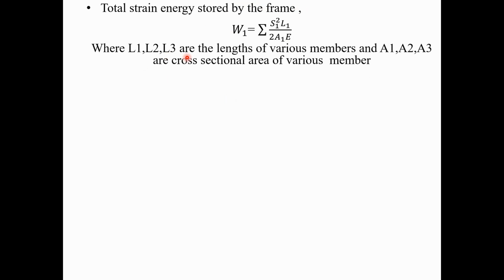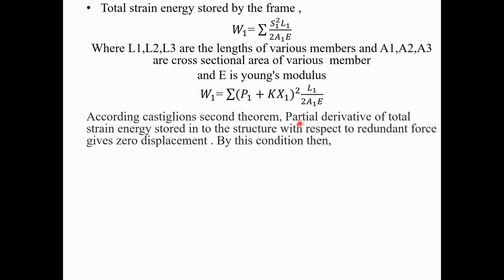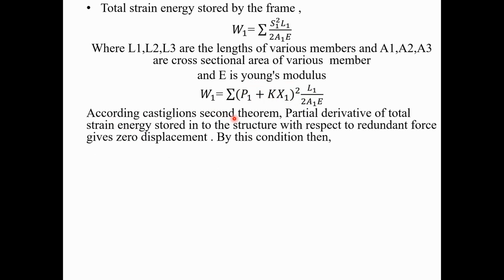Here L1, L2, L3 are the lengths of various members and A1, A2, A3 are the cross-sectional areas of the various members, and E is the Young's modulus. So by replacing the total force, it is equal to summation of P1 plus Kx1 whole square. So the final force in any member of the truss will be equal to P1 plus Kx1, whole square into L1 upon 2A1E.